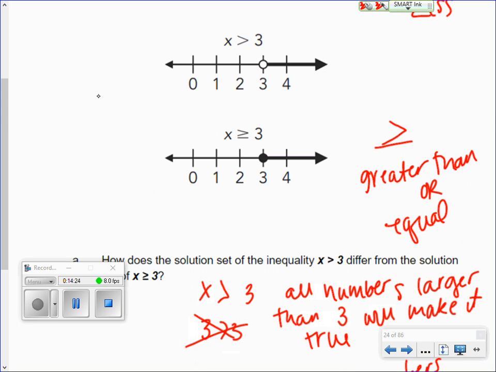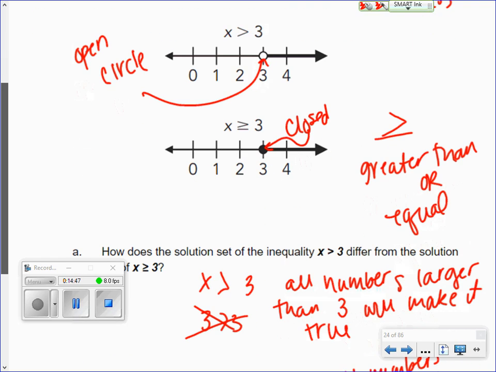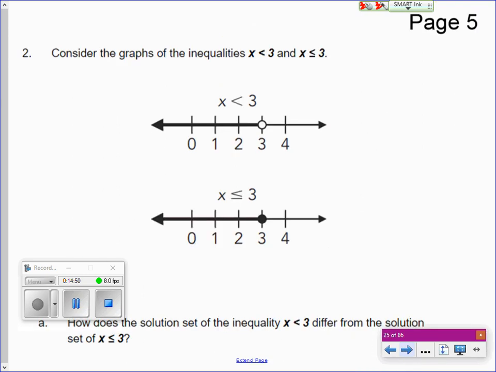This one with just the greater than, it's an open circle right here. That just means 3 is not included in the solution. The closed circle means 3 is included. I want you to turn to page 5 and see if you can finish this one. It's the same thing, just less than or equal to. So page 5, number 2, checking on that one. So pause the video and complete that.